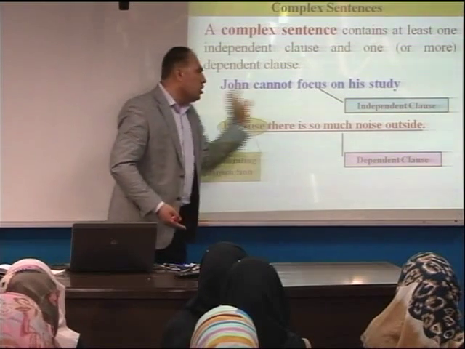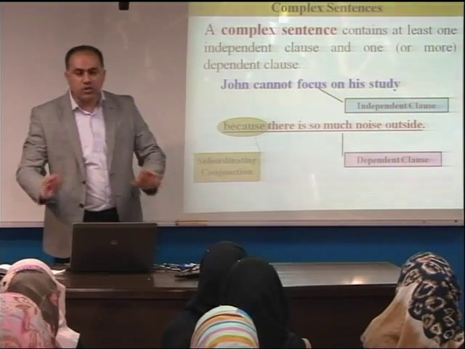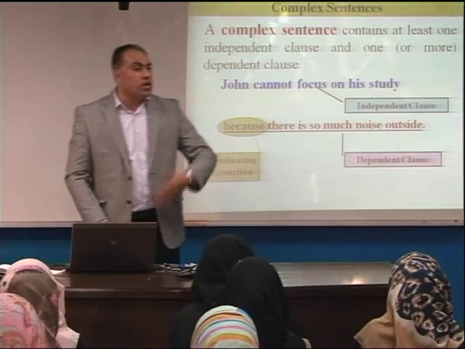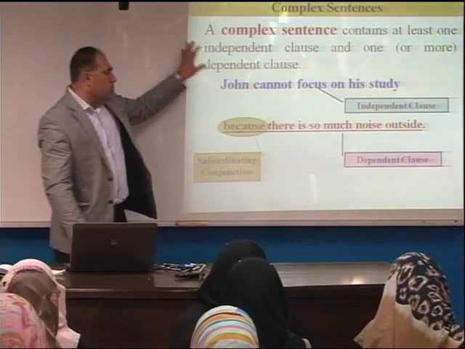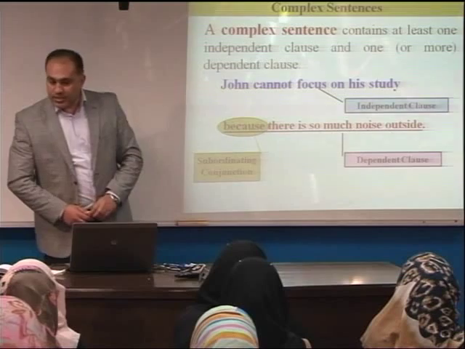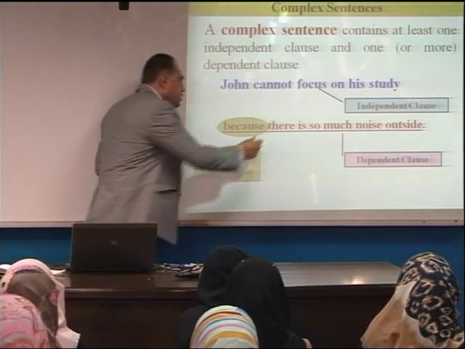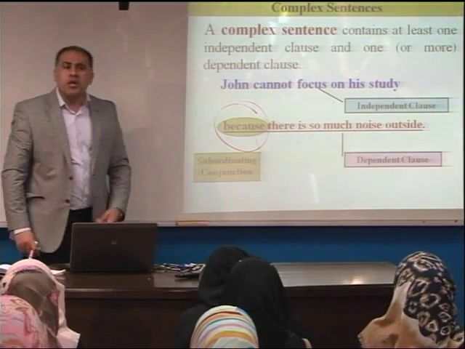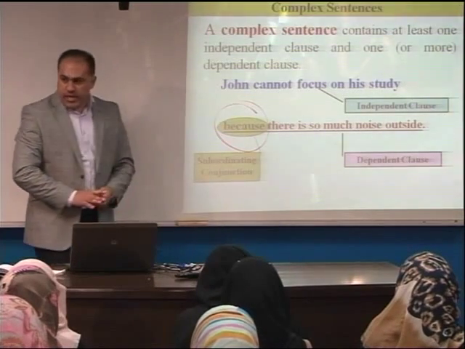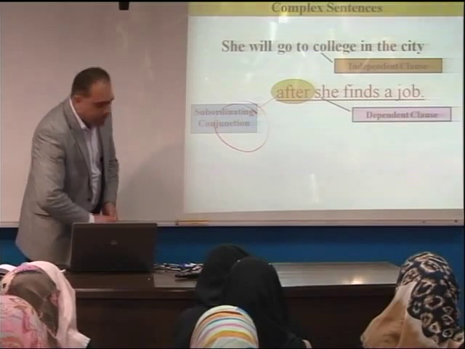So what we have here, John cannot focus on his study because there is so much noise outside. This is what we call a complex sentence. It's made up of one independent clause and one dependent clause. And notice the subordinator here. It begins the dependent clause. Is this clear? Yes. All right. Let's see another example.